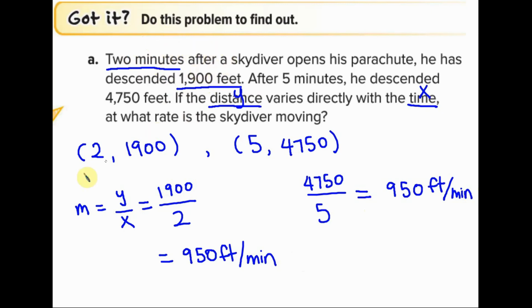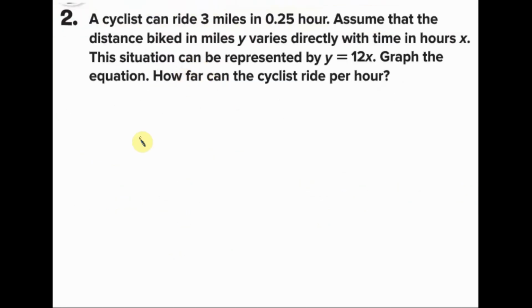for the other unit. Number 2, a cyclist can ride 3 miles in 0.25 hours. Assume that the distance biked in miles y varies directly with the time in hours x. This situation can be represented by y is equal to 12x. Graph the equation. How far can the cyclist ride per hour? I see two different questions. One, you need to graph this equation. Two, how far is he riding per hour?